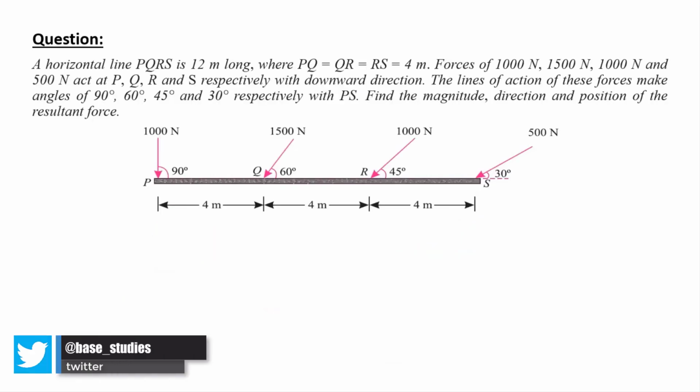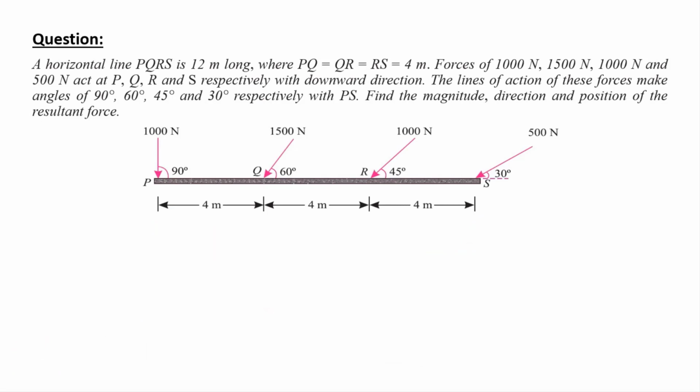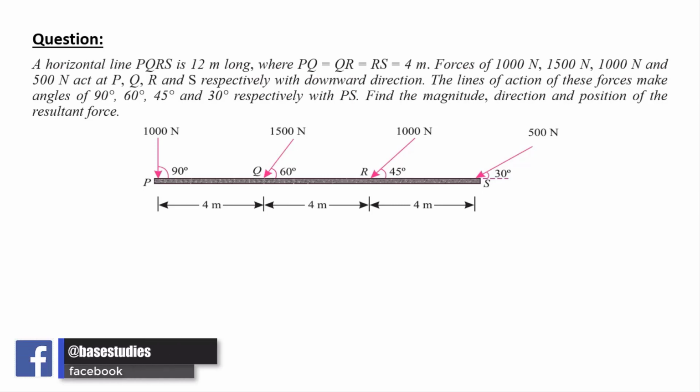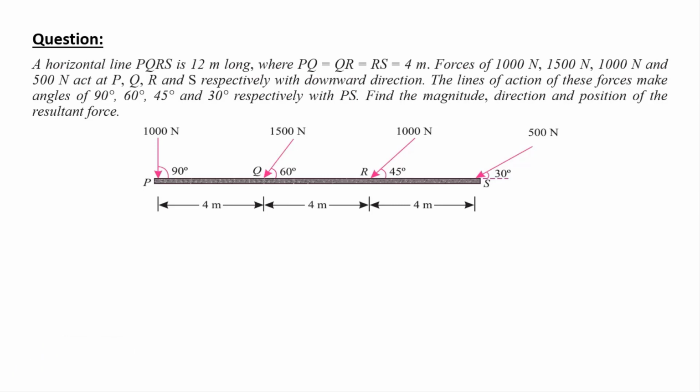Now let's take an example to understand the concept of this Varignon's theorem. We have a question here. A horizontal line PQRS is 12 meter long, where PQ is equal to QR is equal to RS is equal to 4 meter as shown in the figure. Forces of 1000 Newton, 1500 Newton, 1000 Newton and 500 Newton act at points P, Q, R and S respectively in downward direction. The lines of action of these forces make angles of 90 degree, 60 degree, 45 degree and 30 degree respectively with PS. Find the magnitude, direction and position of the resultant force.